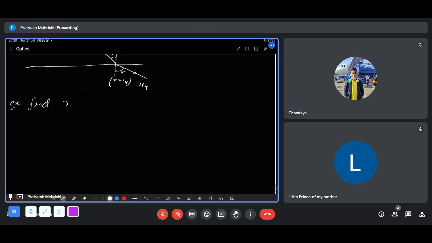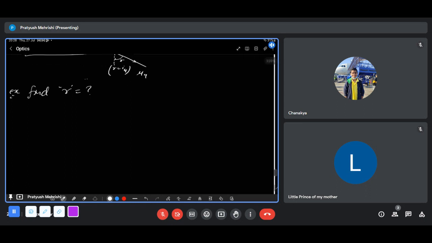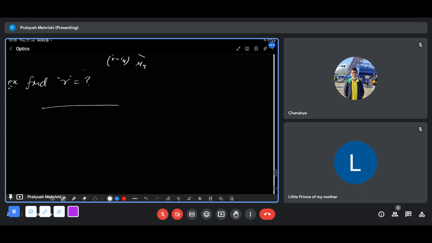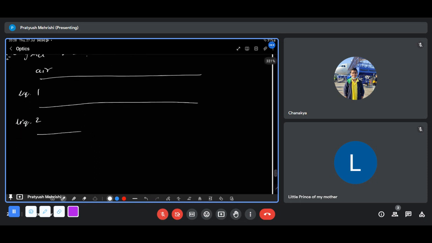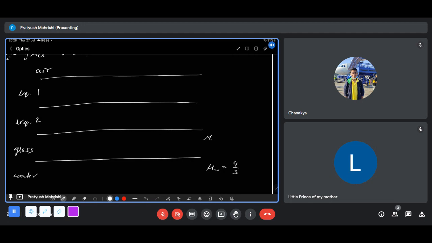Next question. Find R. R is the angle of refraction. Now here it is air, liquid 1, liquid 2, then glass, then water. Refractive index of water is given as 4/3. Refractive index of glass is given as 3/2. Ray of light is coming like this.